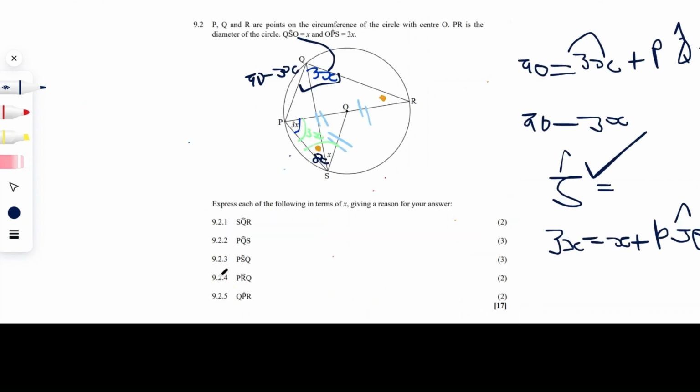Okay, then for 9.2.4, we have to calculate the value of PRQ. PRQ is this angle over here. So we've marked off PRQ as being equal to this small part of S because of angles in the same segment. Remember, we stated this previously. We said it's because of angles in the same segment. So you're just going to annotate that and mark that off as 2x.